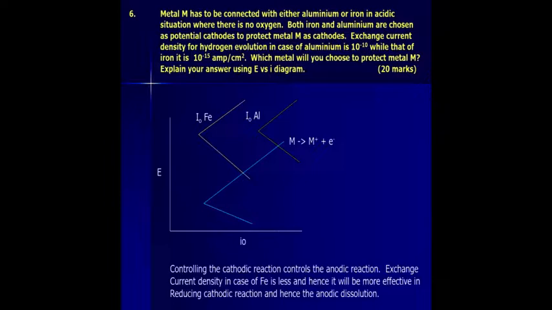If your cathodic reaction is slow, your anodic reaction is automatically slow. So by using iron, you are slowing down your cathodic reaction and you slow down your anodic reaction, and your corrosion of metal M will be less. And that is how you have to answer this question.